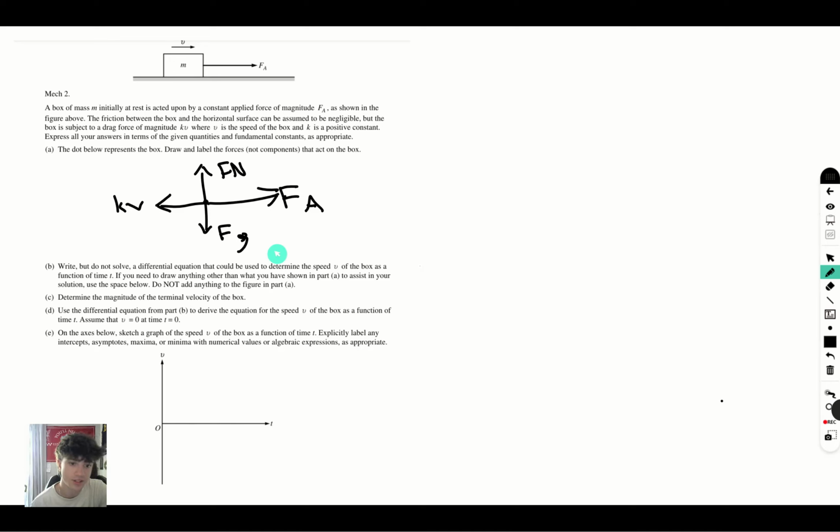Part B asks us to write, but do not solve, a differential equation that could be used to determine the speed v of the box as a function of time t. Alright guys, so let's just write out our basic force equation. So we have ma is equal to Fa minus kv. Here is our force equation for the horizontal forces.